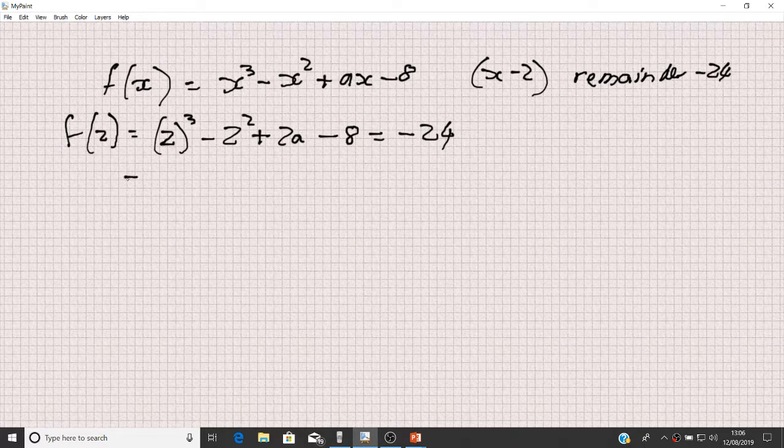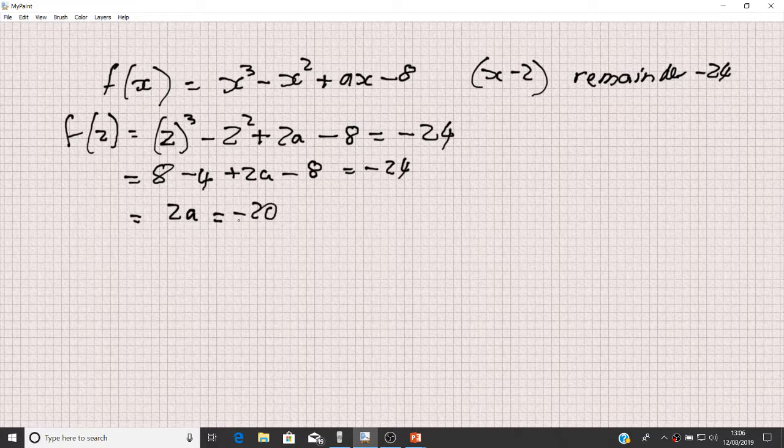So I'll just simplify it. 2 cubed is 8, minus 4, plus 2a, minus 8, equals negative 24. Okay, so we'd see the 8 and negative 8 cancel, and we end up with 2a equals negative 20, which gives us a equals negative 10. Okay, so we now have the value of a. We'll write that into the cubic.